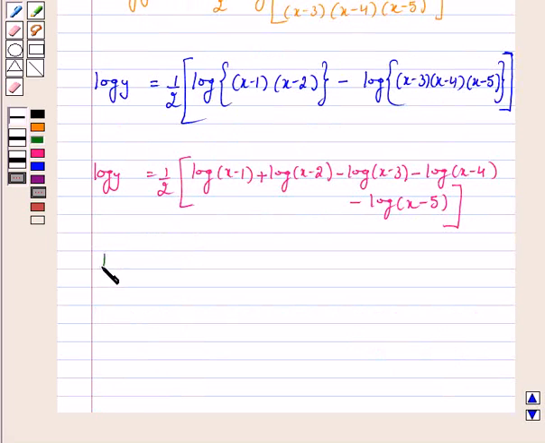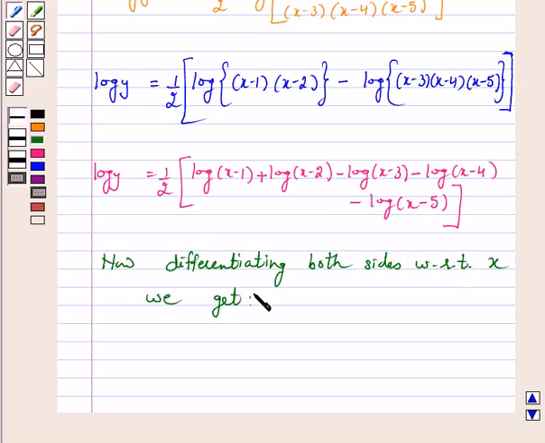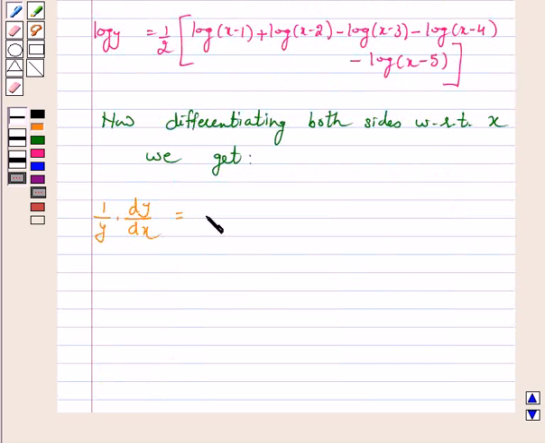Now differentiating both sides with respect to x, we get 1 over y into dy by dx is equal to 1 by 2 into, derivative of log x minus 1 is 1 over x minus 1, plus derivative of log x minus 2 is 1 over x minus 2, minus 1 over x minus 3, minus 1 over x minus 4, minus 1 over x minus 5.